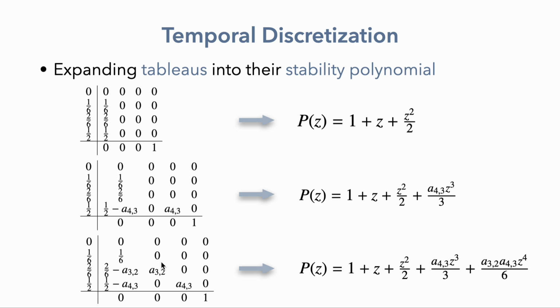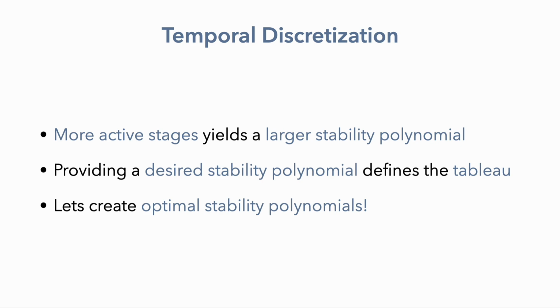And what we see is that, let's say we have a 10-stage scheme with 10 active stages, we get the same kind of structure where we get the last unknown and then the last unknown times the second last unknown, and on and on. And so this is what we're going to use. We're basically going to try to optimize these stability polynomials. The more active stages we have, the more terms we have in the stability polynomial.